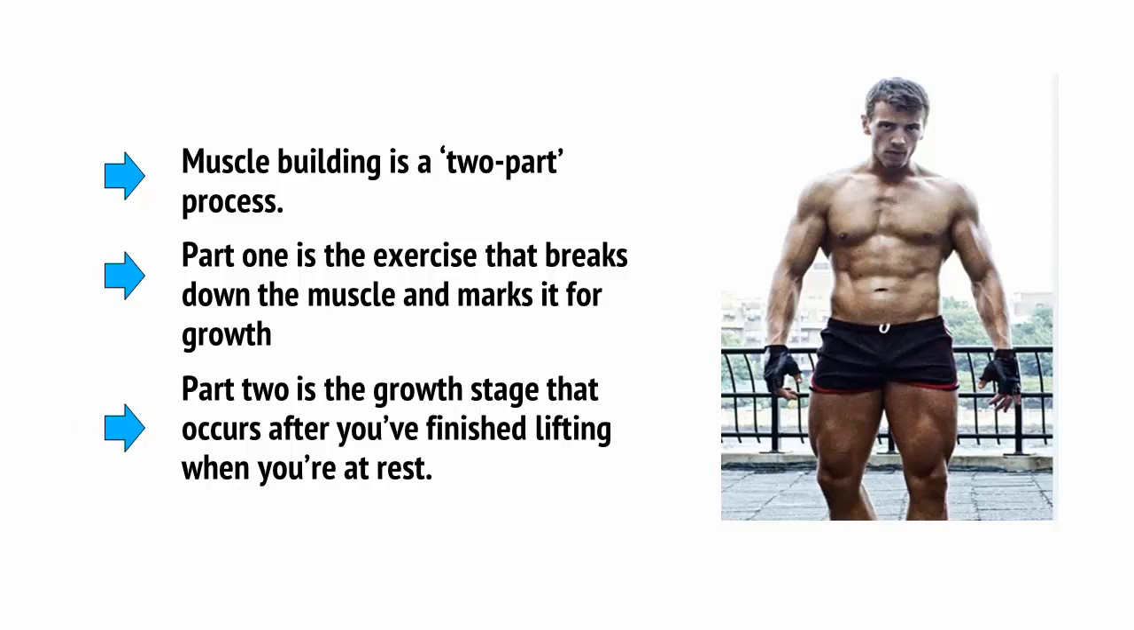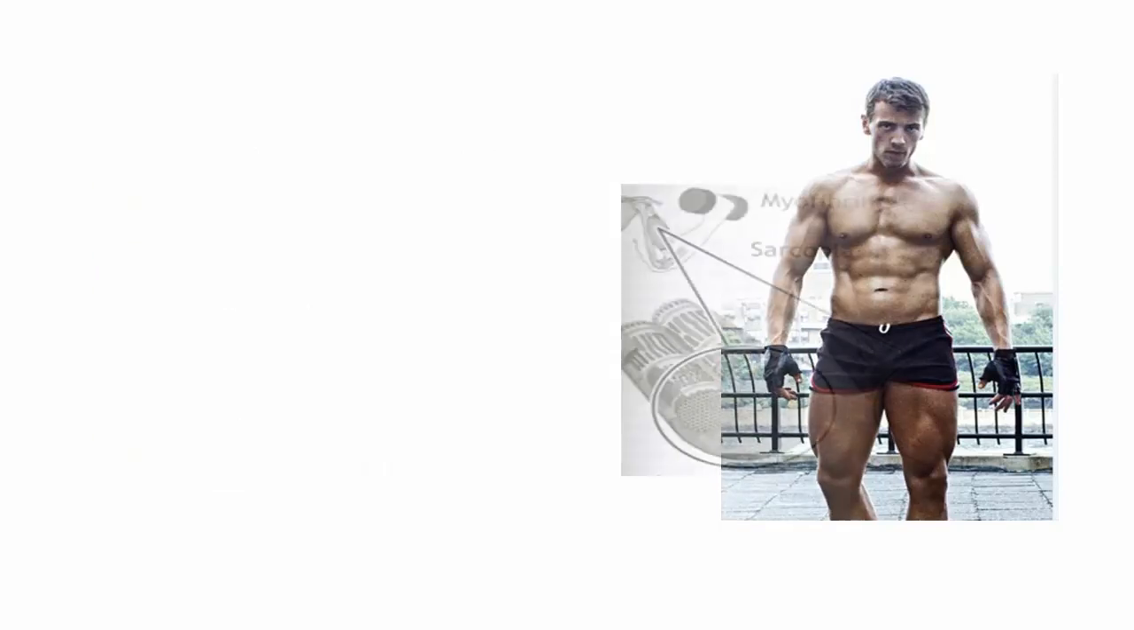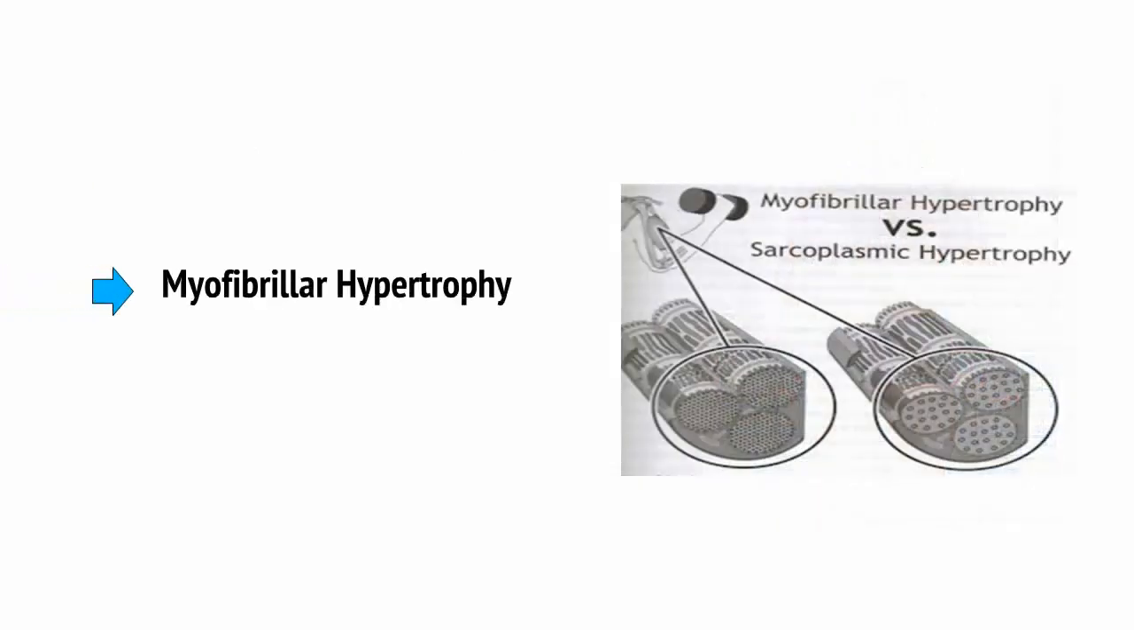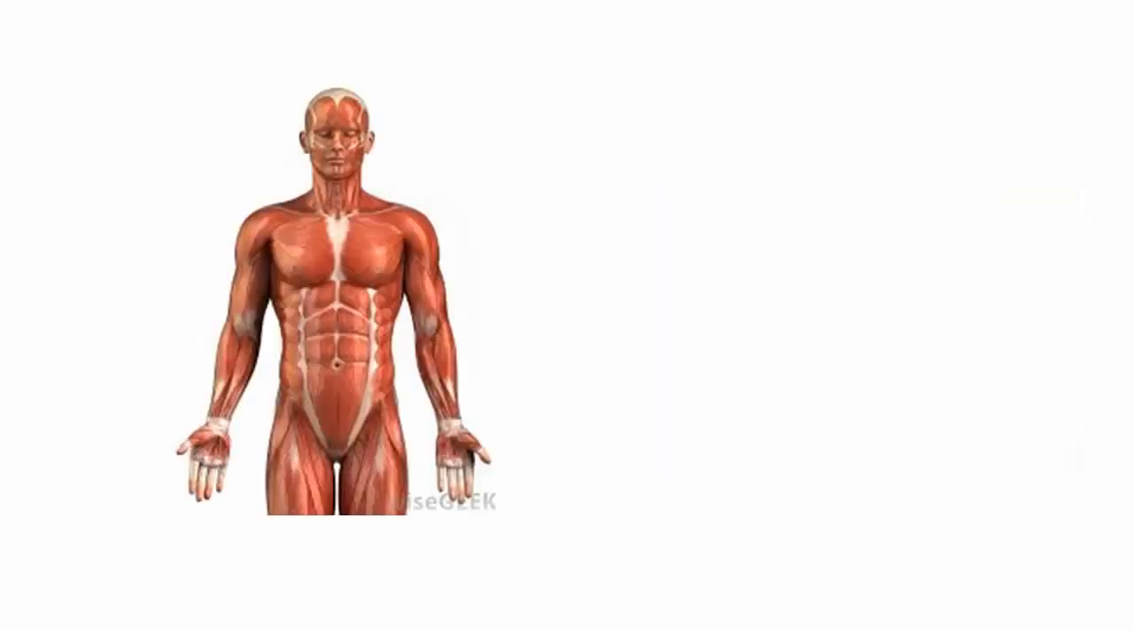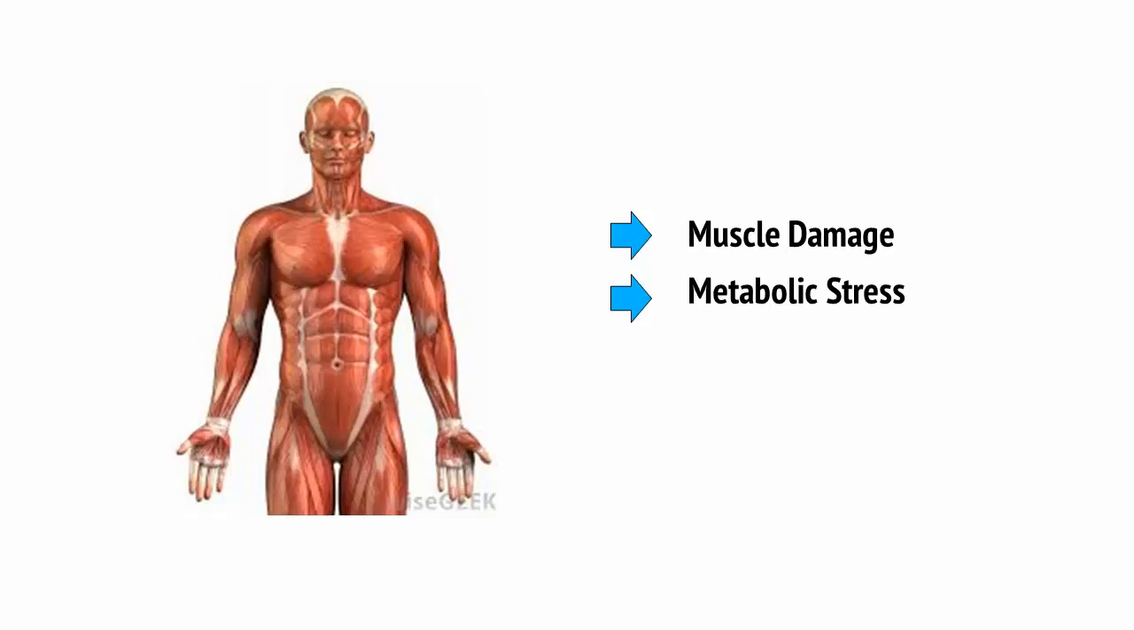And this can occur through two separate methods. These are myofibrillar hypertrophy and sarcoplasmic hypertrophy. The precise science behind these principles is still something that's being argued, and there are those who deny that they are accurate descriptions. However, ask any bodybuilder and they'll tell you there are broadly two ways to build muscle that seemingly correlate with these concepts. And these two ways are muscle damage and metabolic stress.